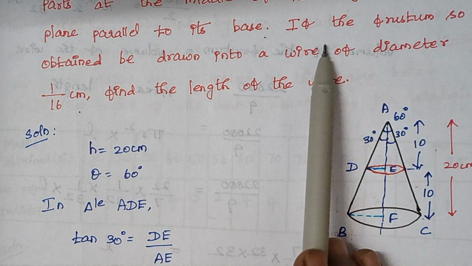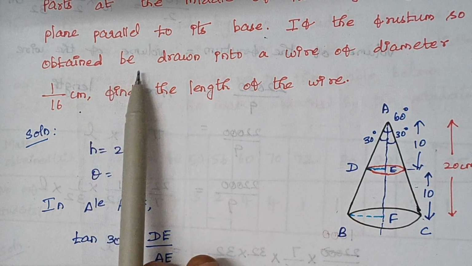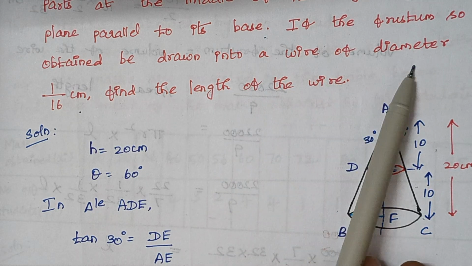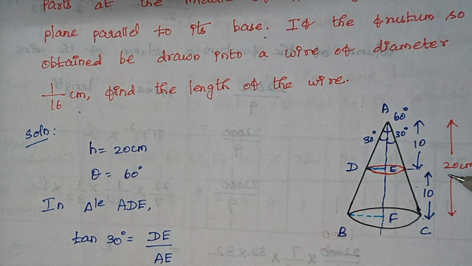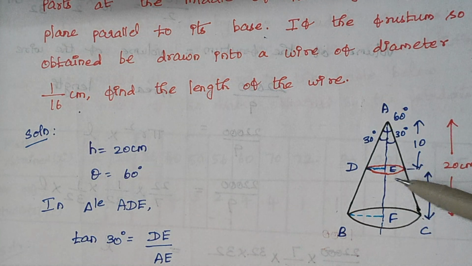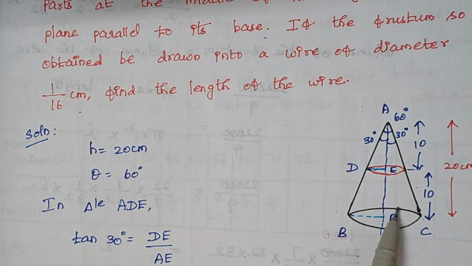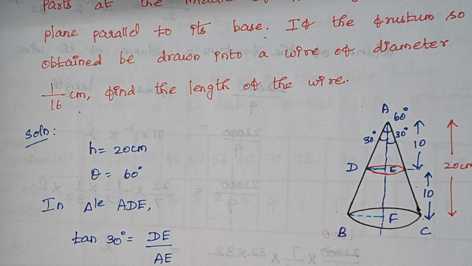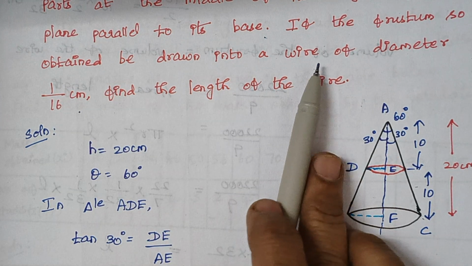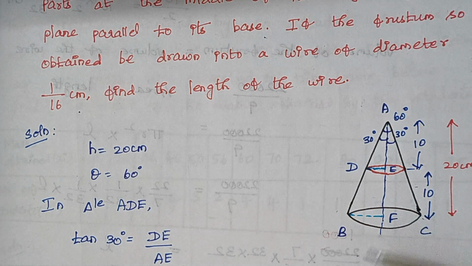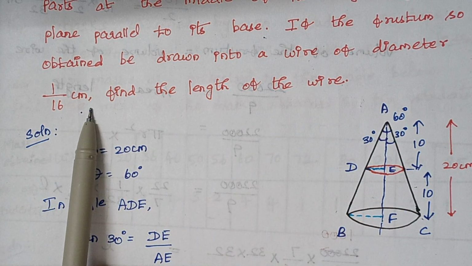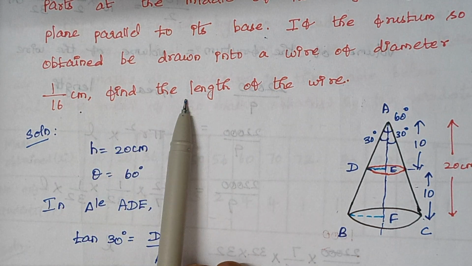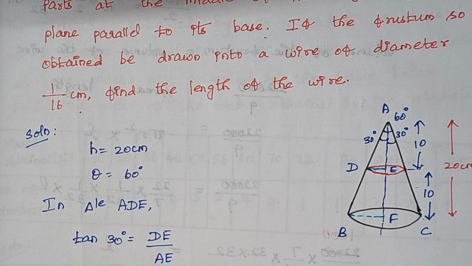That is, we are cutting like this. Right. Then if the frustum so obtained be drawn into a wire of diameter, that is, we are cutting this cone like this and we are getting a frustum like this. Right. Now this frustum is modified as a wire. Okay, we are converting this frustum into a wire whose diameter is 1 by 16 centimeter. So now we have to calculate the length of the wire.